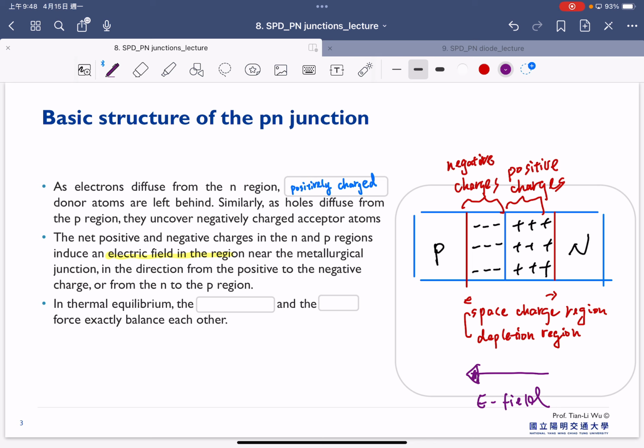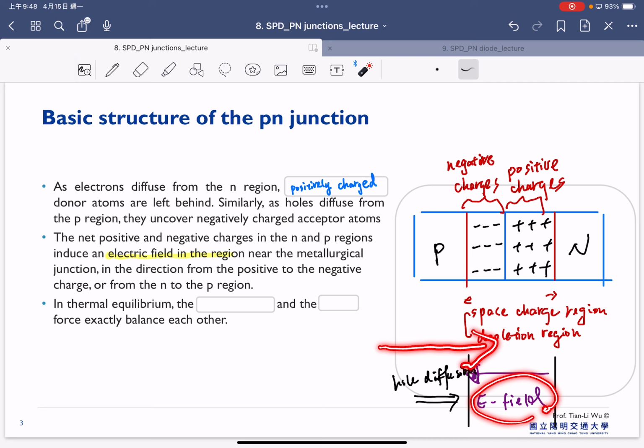So this will induce an electric field in the space charge region, or in the depletion region. That's a pretty important piece of physics. Because this induced electric field will stop the diffusion from happening, the whole flow from the left to the right is stopped.